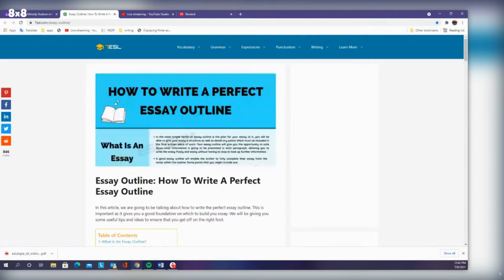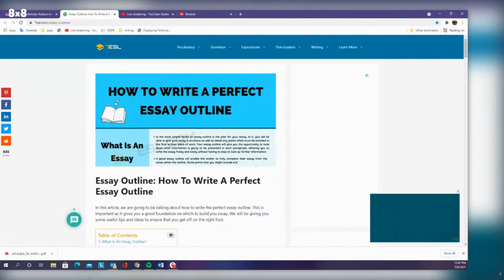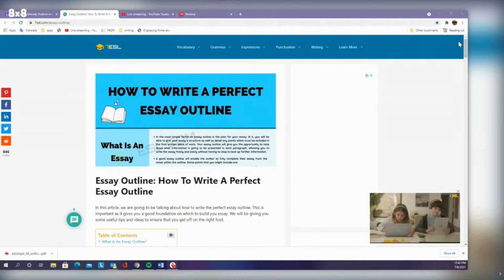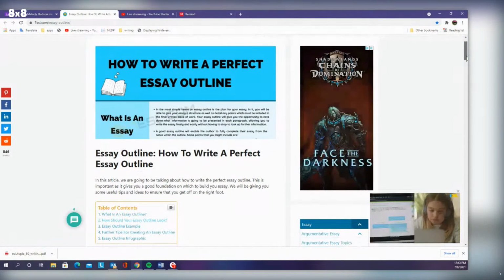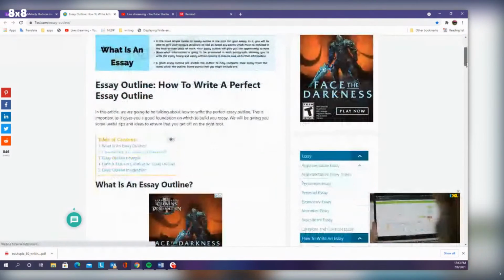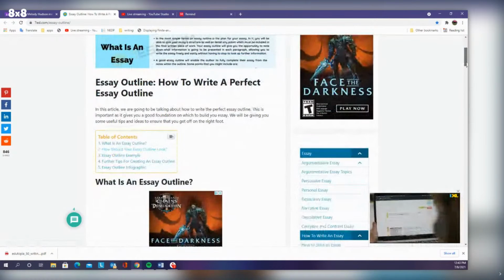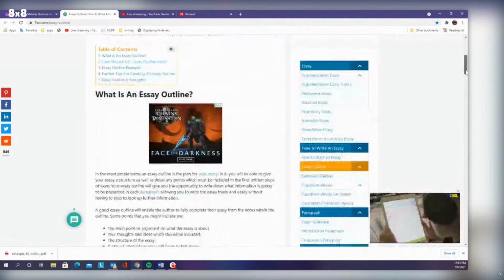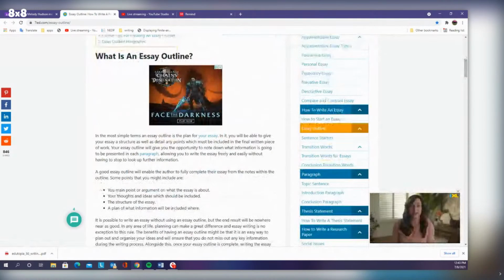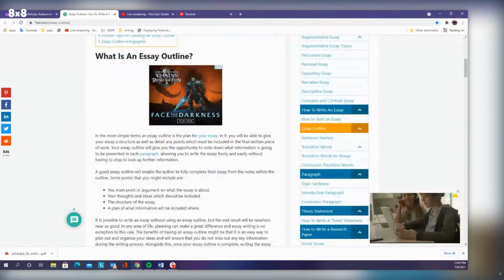So now let's look at this little article that I saw online, which tells us how to write a perfect essay outline. So you're going to be given some tips to making a good essay from the very beginning. And do I need to write an outline before beginning an essay?